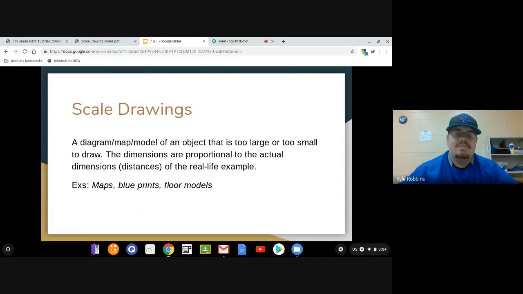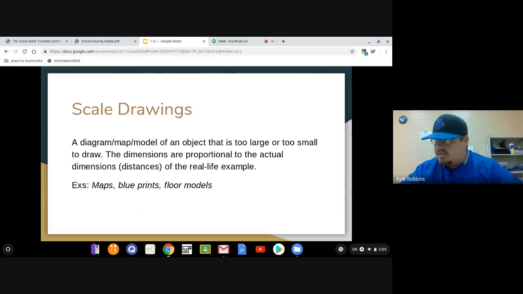Some examples there are maps, blueprints, and floor models. If you remember when we talked about this in class, if we're going to build a house, we don't get a piece of paper that's the same size as the house and draw the whole house out on it. We take this scale drawing and we set it proportional to where we can draw it on a piece of paper as to how big the actual house is.